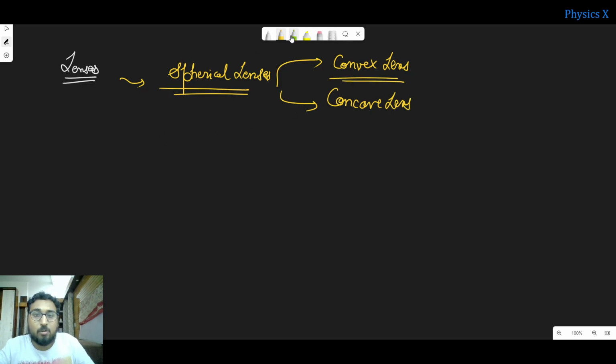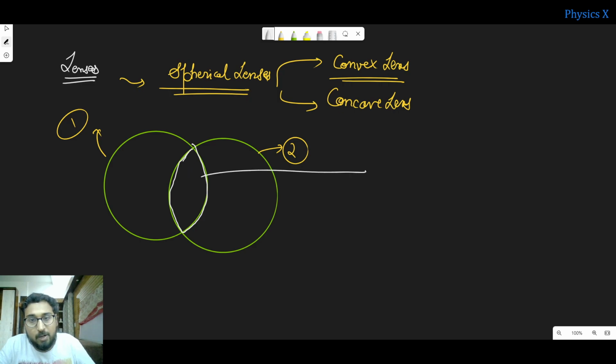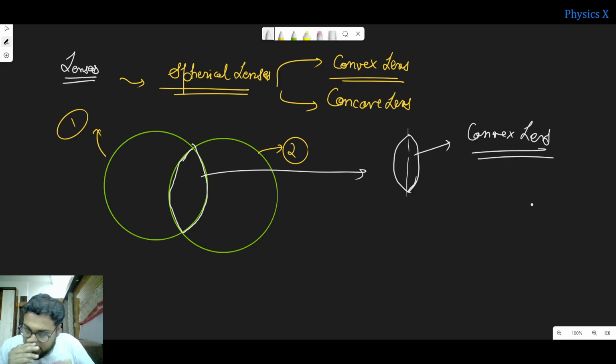So how are concave and convex lenses made? They are made from two spherical surfaces. One is like this and suppose another is like this. So this is your first spherical surface, this is your second spherical surface. With the combination of these two, we are considering this part, which is thick at the middle and thin at the edges. So this part, if I draw it, this is nothing but your convex lens.